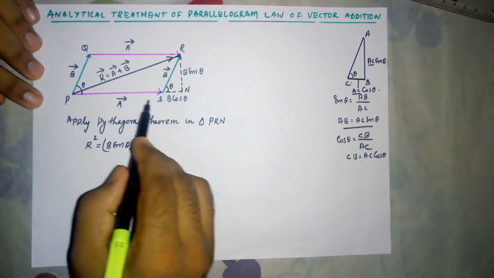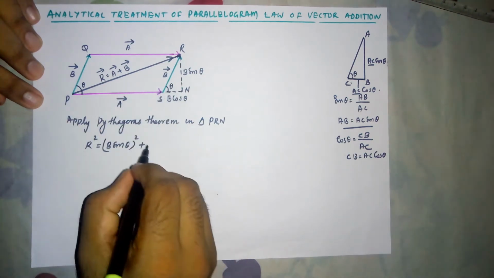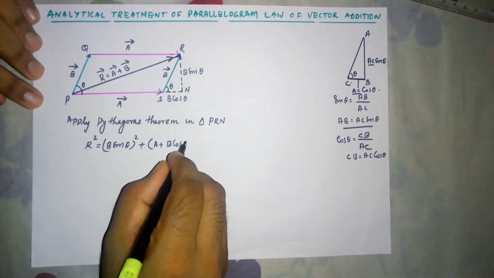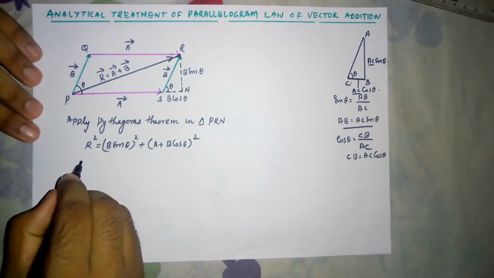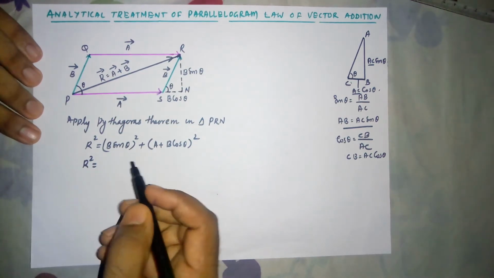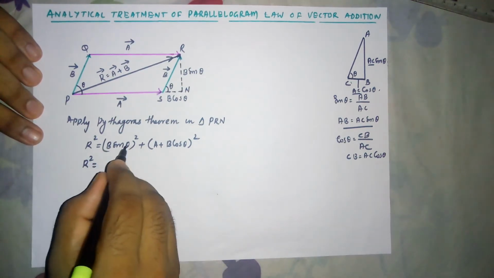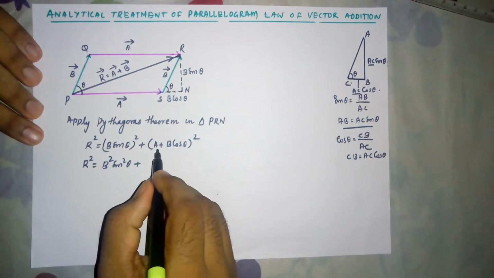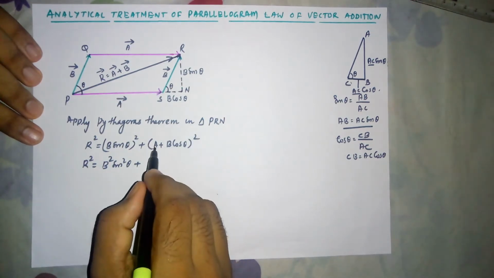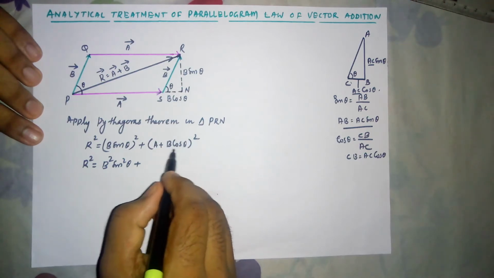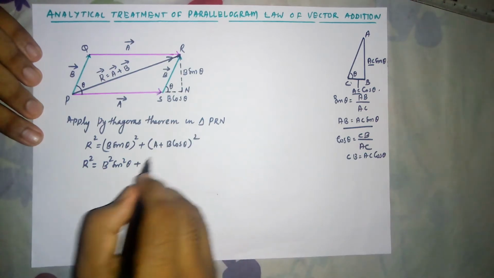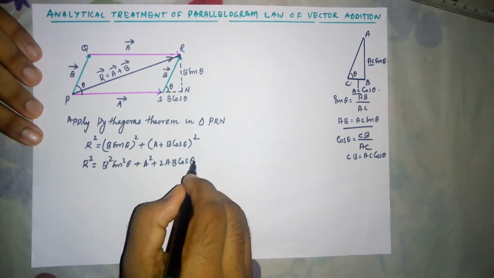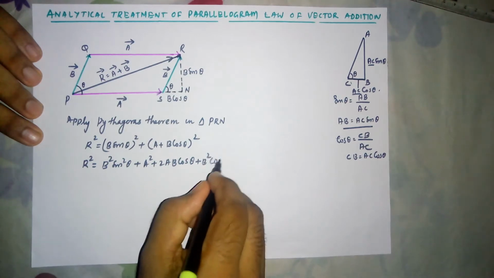Both of the lines have to be added to get this total length, right? So I am writing it as (A plus B cos theta) whole square. Now I am expanding this equation. B sin theta whole square is B square sin square theta, plus this is in the form of (A plus B) whole square, right? Instead of B, we have B cos theta here. So if I expand it, it will come A square plus 2AB cos theta plus B square cos square theta.